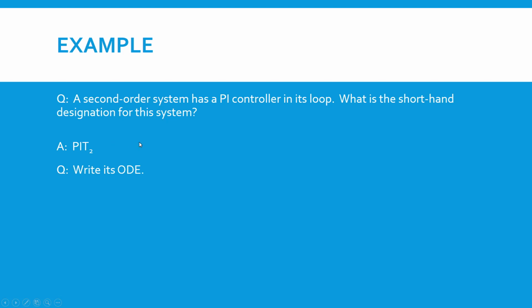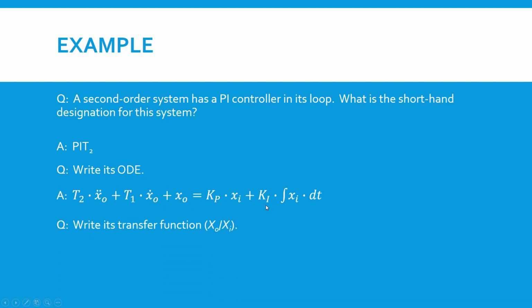Let's write its ODE. So from this very brief shorthand here, we can write out this entire ODE. Notice that we have a second order ODE in XO. On the left-hand side, there's a second order derivative of XO. On the right-hand side, we have the P term, the proportional contribution, the integral contribution, but there's no derivative contribution.